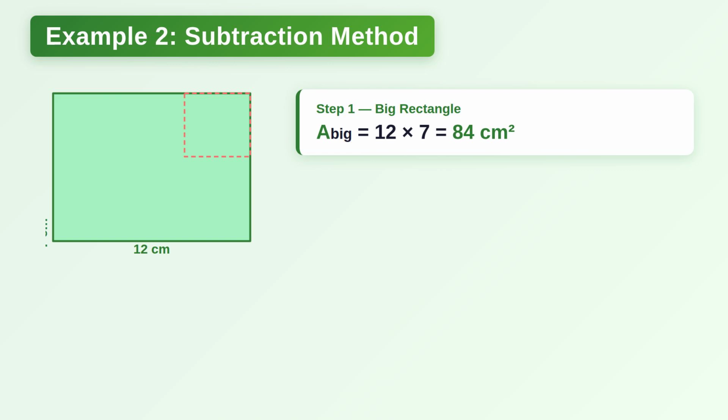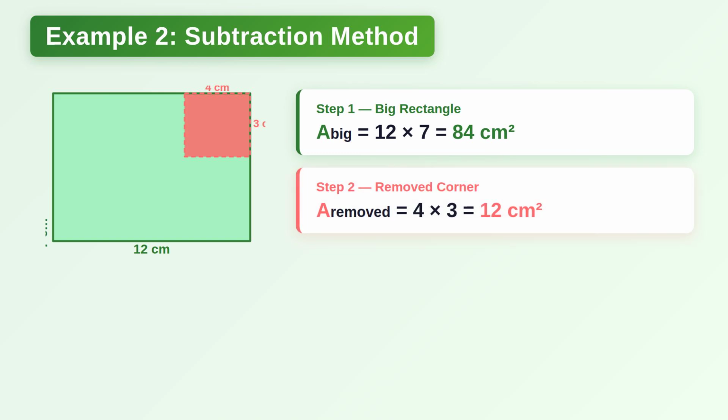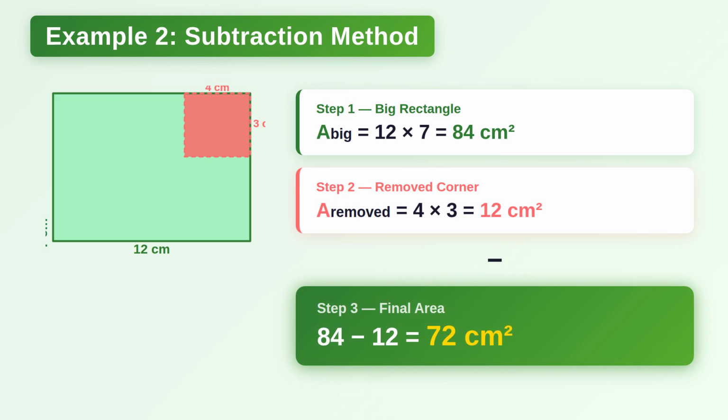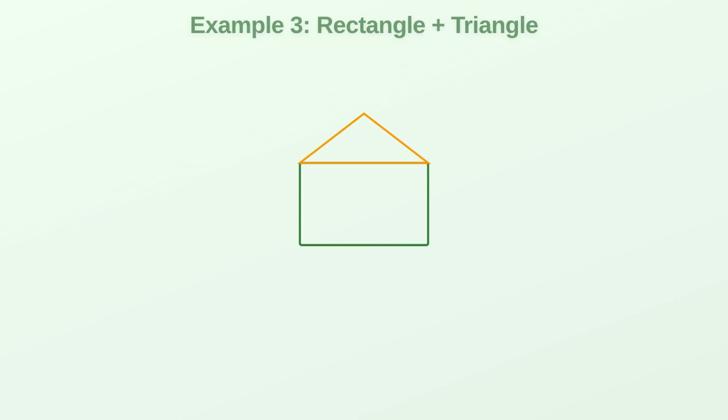Let's try the subtraction method on a new shape. We have a large rectangle with a rectangular chunk removed from the top right corner. The full big rectangle is 12 centimeters wide and 7 centimeters tall. Area of the big rectangle, 12 times 7 equals 84 square centimeters. The removed corner piece is 4 centimeters wide and 3 centimeters tall. Area of the removed piece, 4 times 3 equals 12 square centimeters. Now subtract. 84 minus 12 equals 72 square centimeters. That's our composite shape's area, 72 square centimeters.